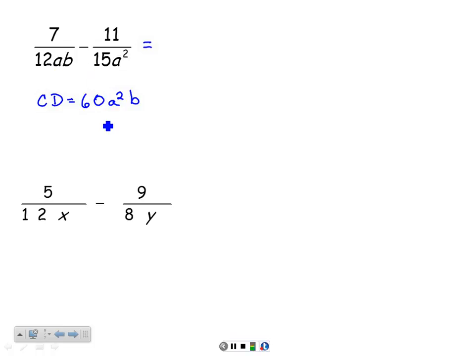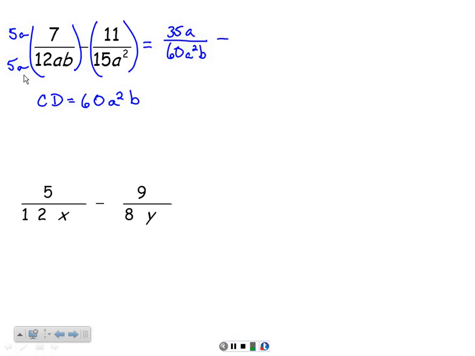So in order to turn 12ab into that common denominator, I'm going to have to multiply by 5, and I need another a. I already have the b, so I don't need to multiply by b. I already have one a, so I need another one. So if I multiply the bottom one by 5a, I'm going to have to multiply the top by 5a. So I'm going to get 35a over 60a squared b minus the problem on the right, this one.